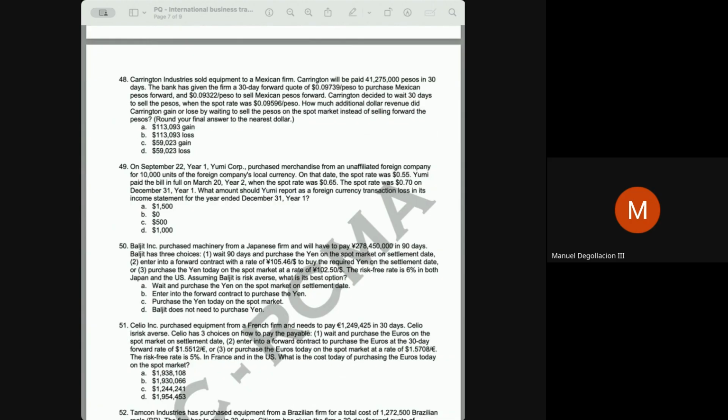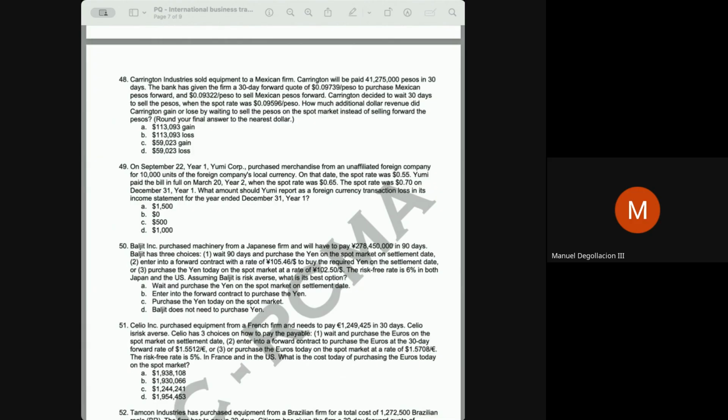49, the question here is: what amount should Yumi report as a foreign currency transaction loss? What happened here on September 22? Purchase merchandise from an affiliated foreign company for 10,000 units of the foreign company's local currency. On that date, the spot rate was 0.55. Yumi paid the bill in full on March 20, year 2, and the spot rate was 0.65. The spot rate was 0.7 on December 31, year 1.